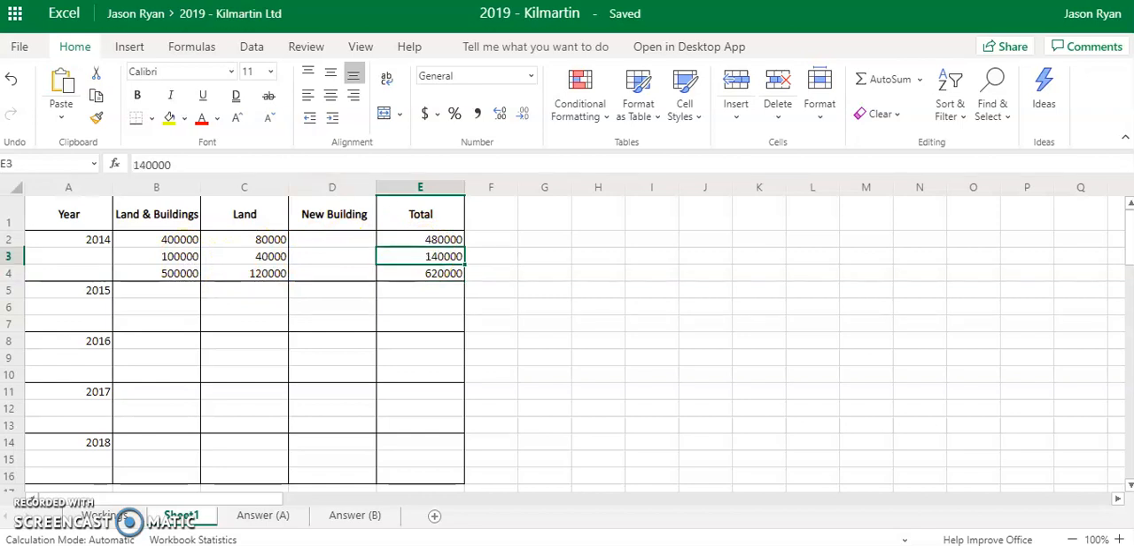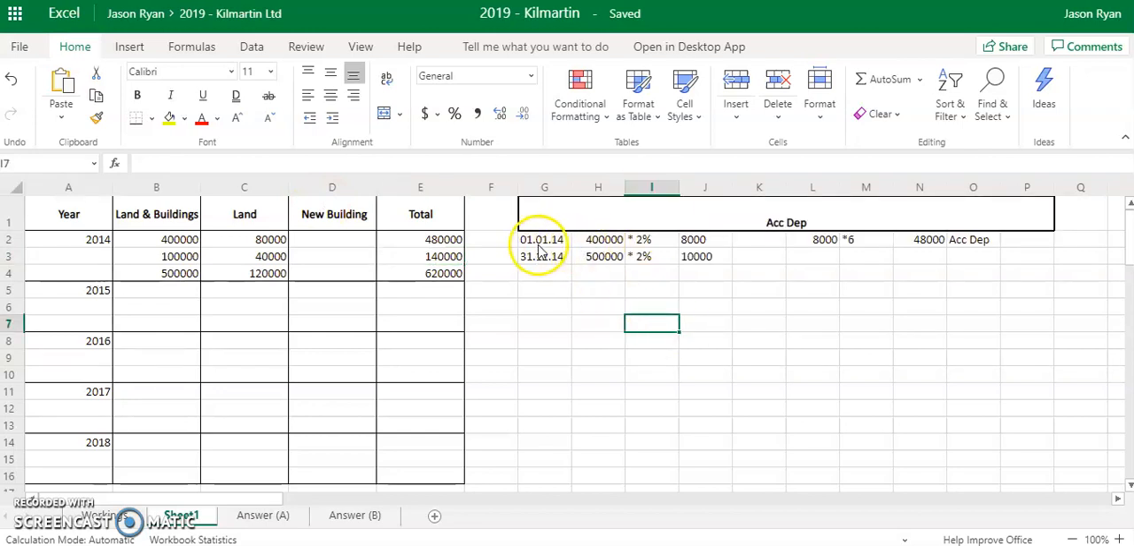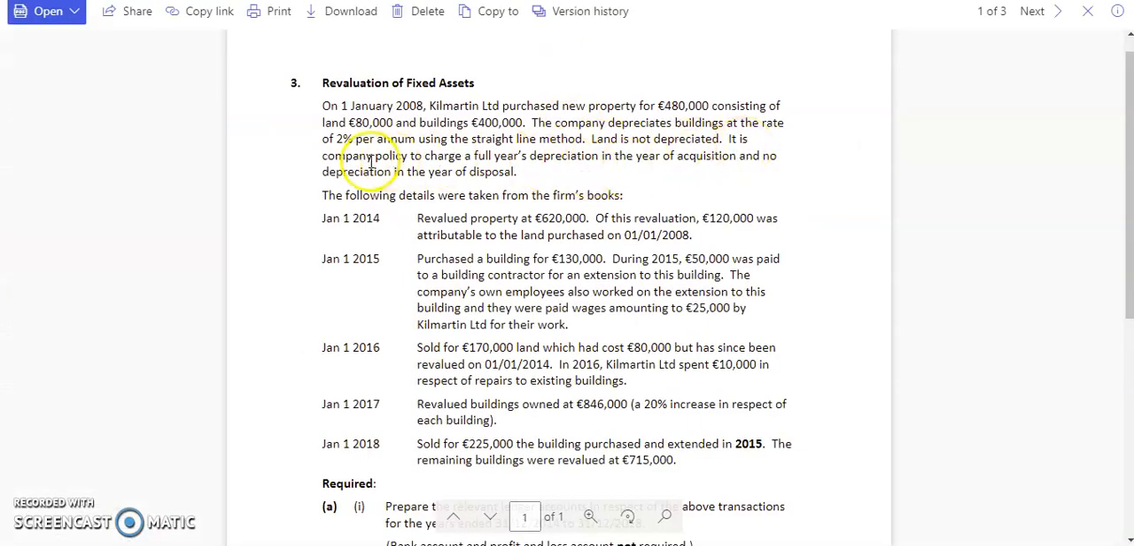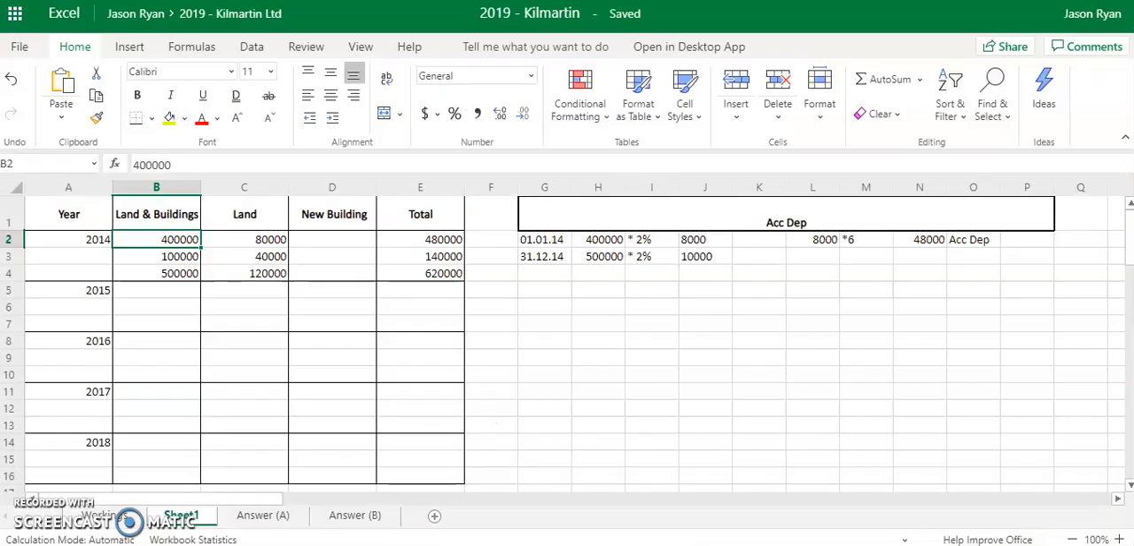Then we have to calculate the depreciation. So depreciation looks like this. On the 1st of the first 2014, we had 400,000. That's this figure here, which is our buildings, taking our land away from it. Multiply by 2%, you're going to get 8,000. Now in the question, it tells us that it is company policy to charge a full year's depreciation in the year of acquisition and no depreciation in the year of disposal. So we have 2008 when we had it, so we have 2008, 2009, 10, 11, 12, 13. So it's going to be 6 years of accumulated depreciation.